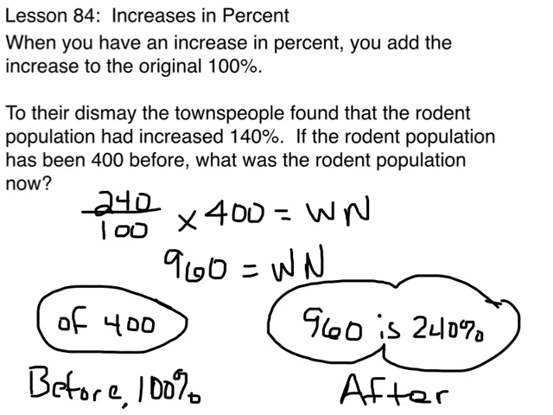A 140% increase was quite a big increase over the original 400. So here in your diagram, your percentage again is going to be more than 100, so you're going to have a one-part diagram on both sides.